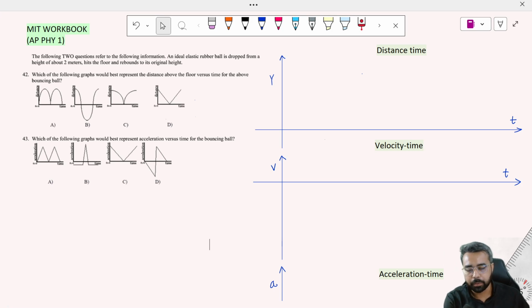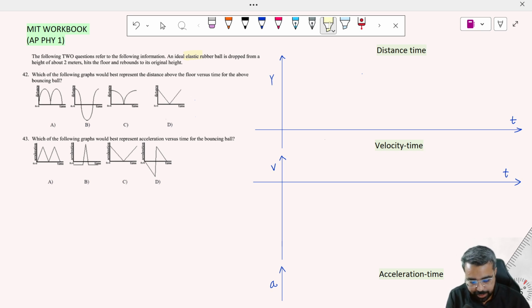So, another past paper question. In this video, I will tell you what the distance time graph and the acceleration time graph of a bouncing ball should be, especially if the bounce is elastic, meaning no energy is lost, which means the ball will retain its original height after the bounce.